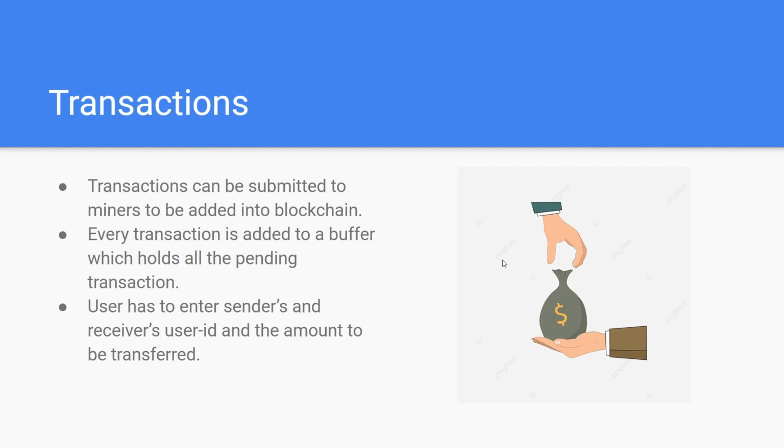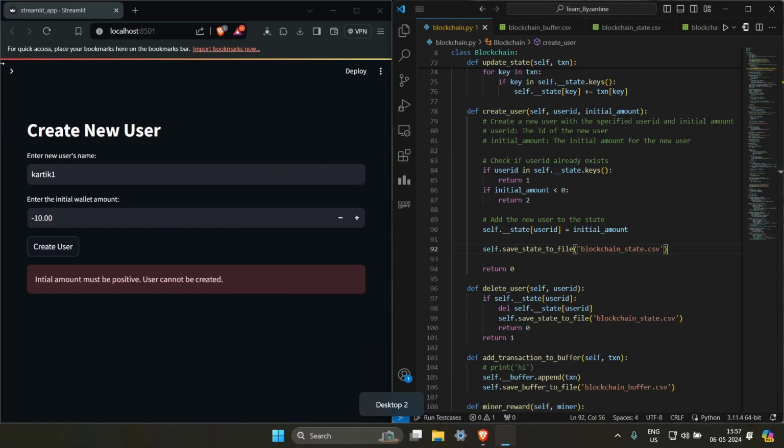Now let's move to the second key feature, that is transaction. Transactions can be submitted to miners to be added into the blockchain. Every transaction is added to a buffer which holds all the pending transactions. The user has to enter the sender and receiver user IDs and the amount to be transferred. Let's see the implementation of transactions as well.